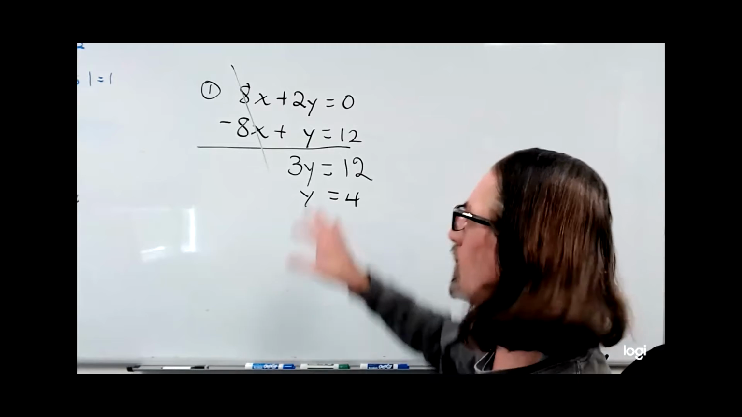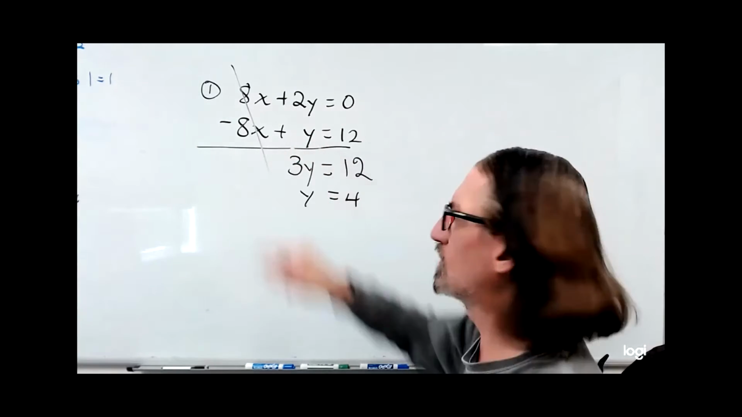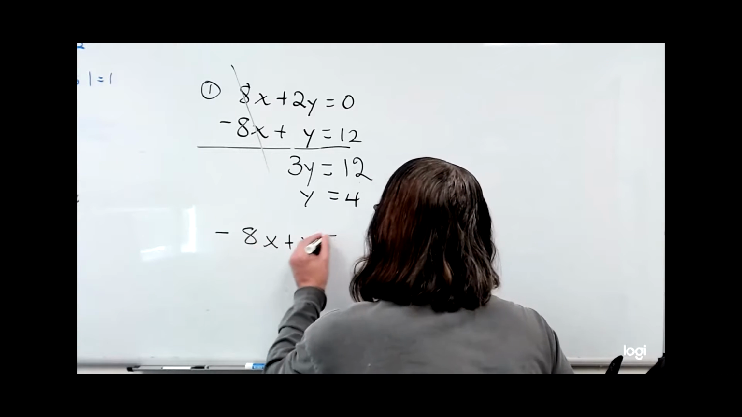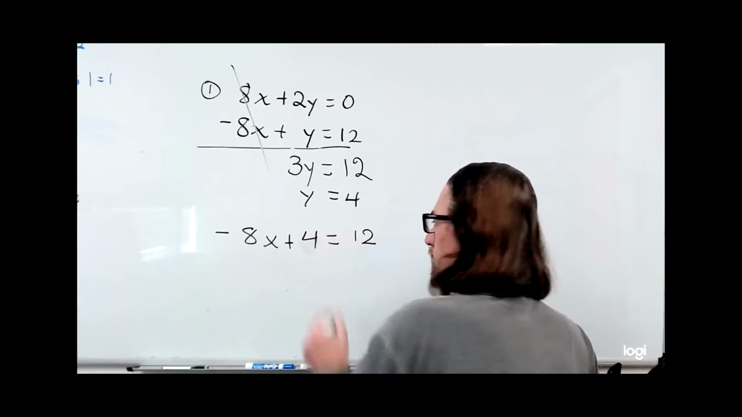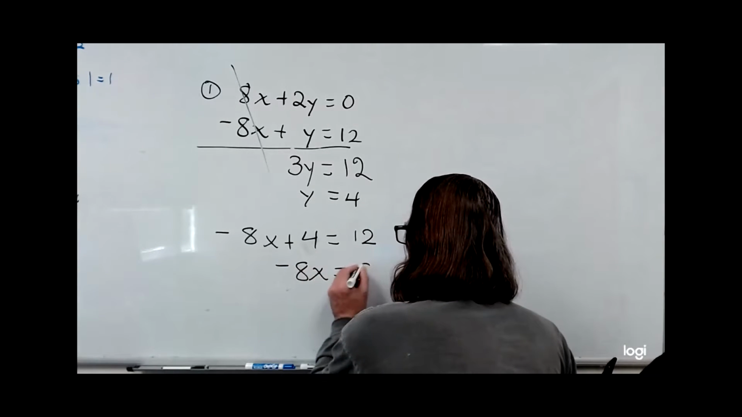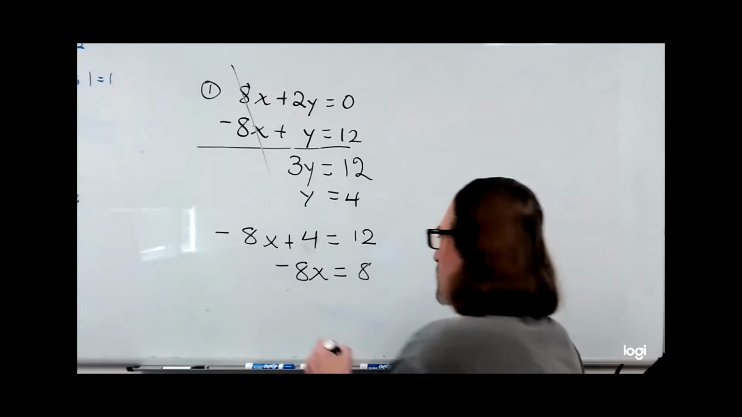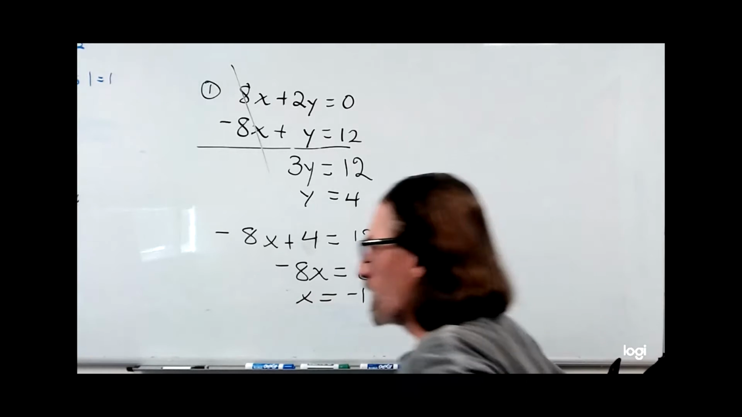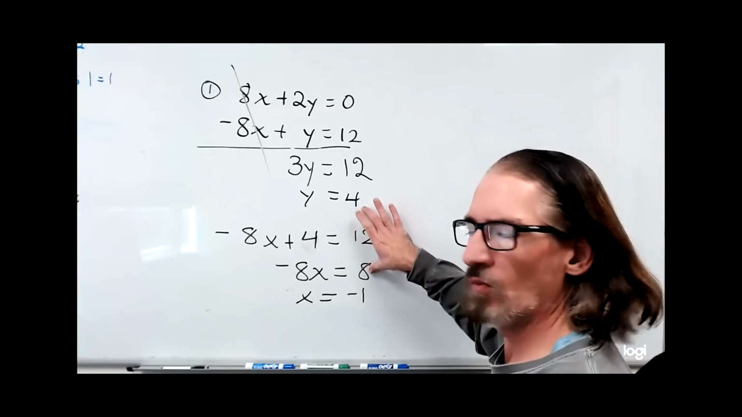You could go back to one of the original equations. In this case, it would be easier to plug y into the second one. We have that y is 4. Subtract 4 from both sides. Get negative 8x equals 8. Divide both sides by negative 8, and we have that x is negative 1. So that tells us x is negative 1 and y is 4.